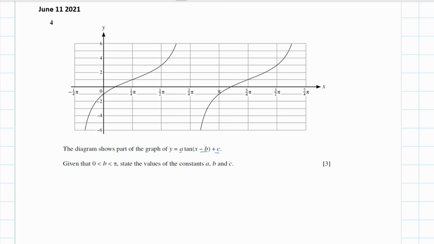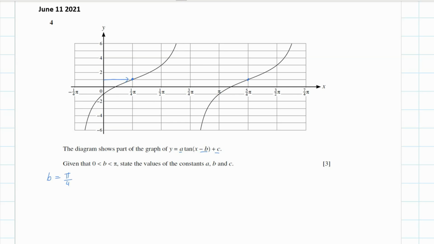The first one that I would probably look at is B, the shift. Hopefully you can see that this is normally what we would have down here, at the origin. So you can see that we've had a horizontal shift of pi over 4, which means that B is pi over 4, because there's a negative here and we've shifted positively in that direction.